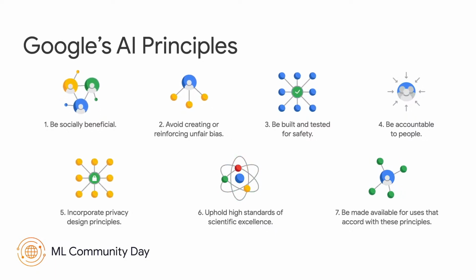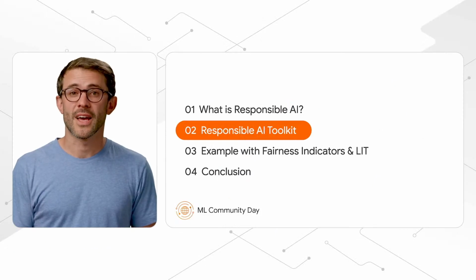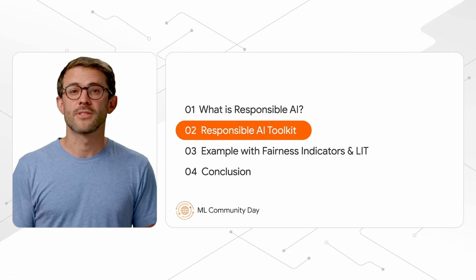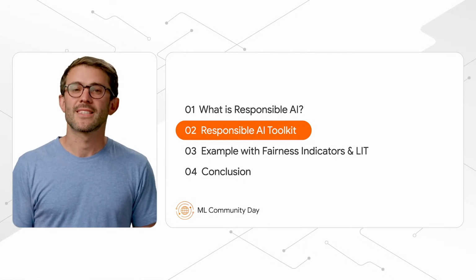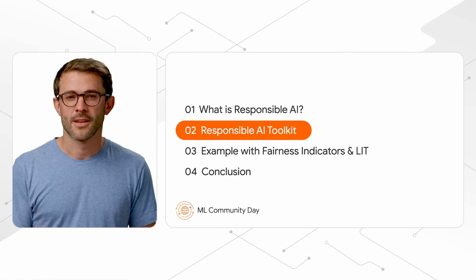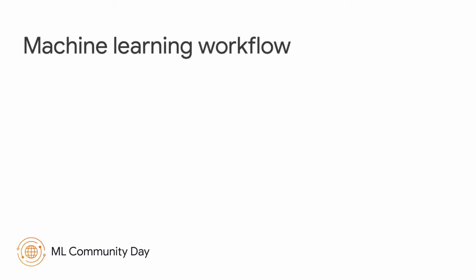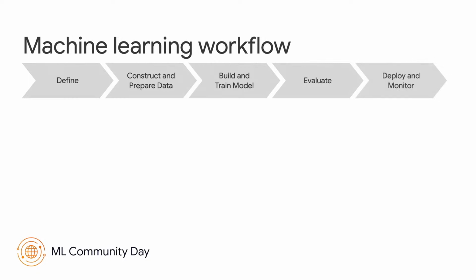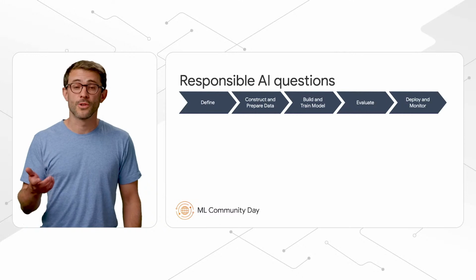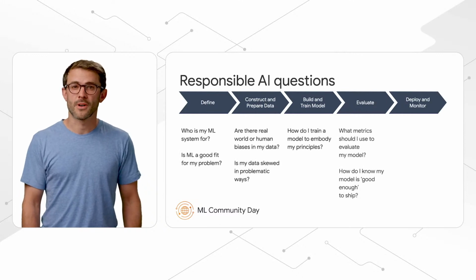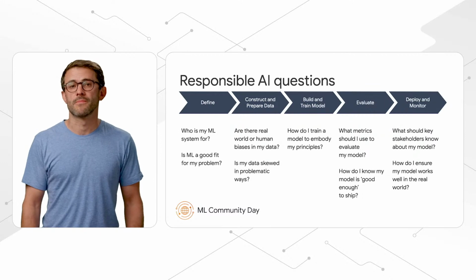We've developed the Responsible AI Toolkit to operationalize these principles at Google. We open-sourced the toolkit a couple of years ago and have been adding resources to it ever since. To better contextualize the toolkit, let's take a look at a typical machine learning workflow. Building AI responsibly means answering hard questions at each step in the lifecycle, from problem definition through to model training, testing, and deployment. While the specific questions that you ask depend on your own unique principles, the tools we've developed are designed to be flexible and to help you answer them.